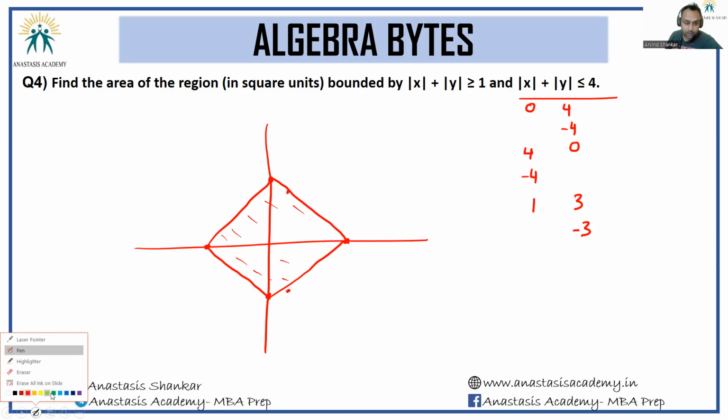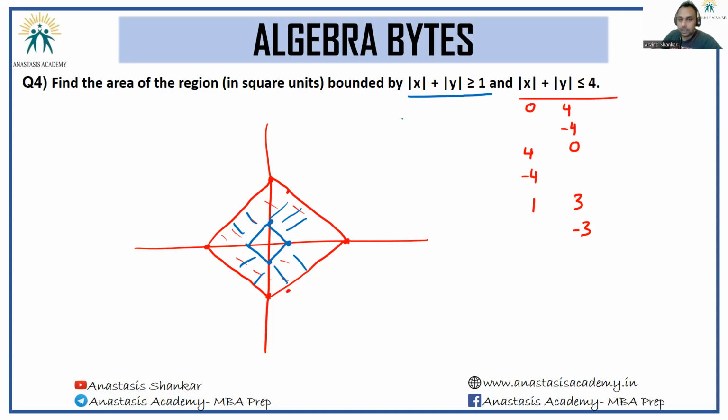Now, when we are making the portion for mod x plus mod y is greater than or equal to 1, the key identifying points would be these. And because it is greater than or equal to 1, this portion we have to calculate. So the area that we are seeking is half into 8 into 8 minus half into 2 into 2. The diagonals here are 2 and 2. So I get 32 minus 2, or the final area that I get is 30.